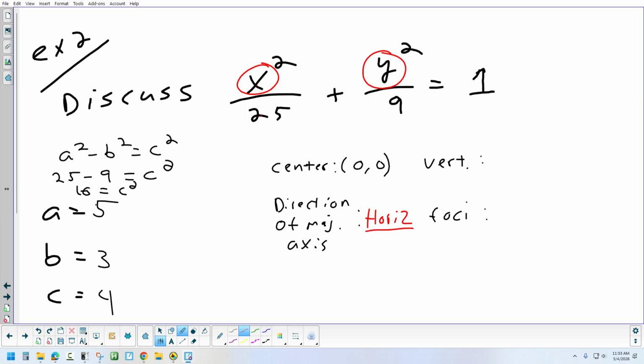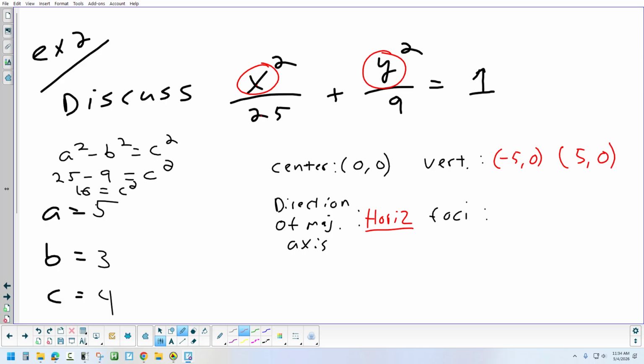Okay. What's the coordinate that's 5 left of the origin? -5, 0. Perfect. And Lucas, what's the coordinate that is 5 units to the right of the origin? 5, 0. Yeah, 5, 0. Okay, so we got our vertices.